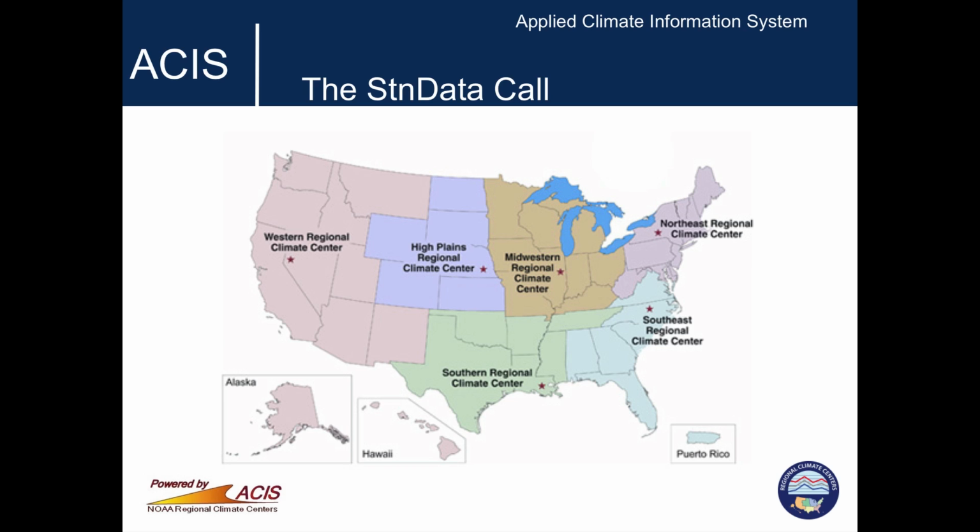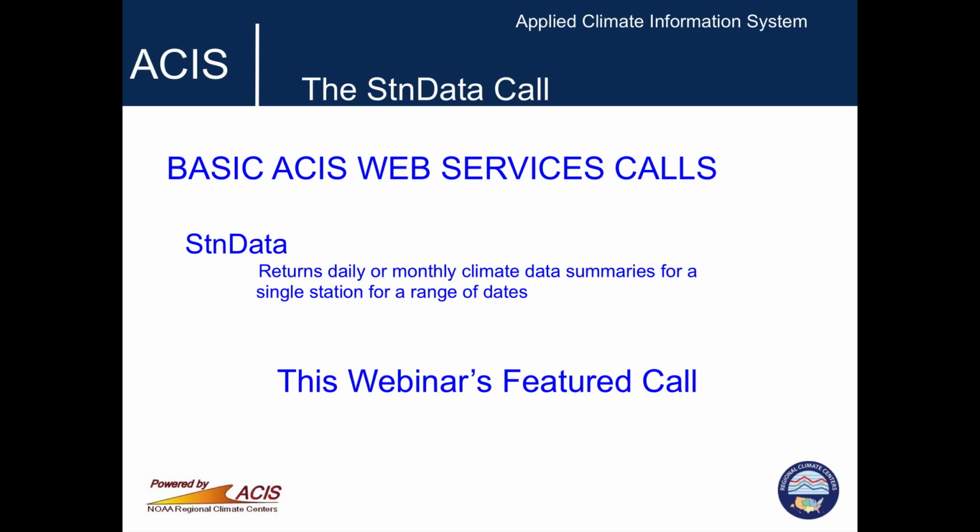The Applied Climate Information System has been developed and is supported by the Regional Climate Center program. Today's webinar is on the station data call. It is at the heart of ACIS Web Services. The station data call returns daily or monthly climate data summary for a single station for a range of dates. It allows a range of summarization options that address the most common types of climate data requests that climate service providers are likely to encounter.